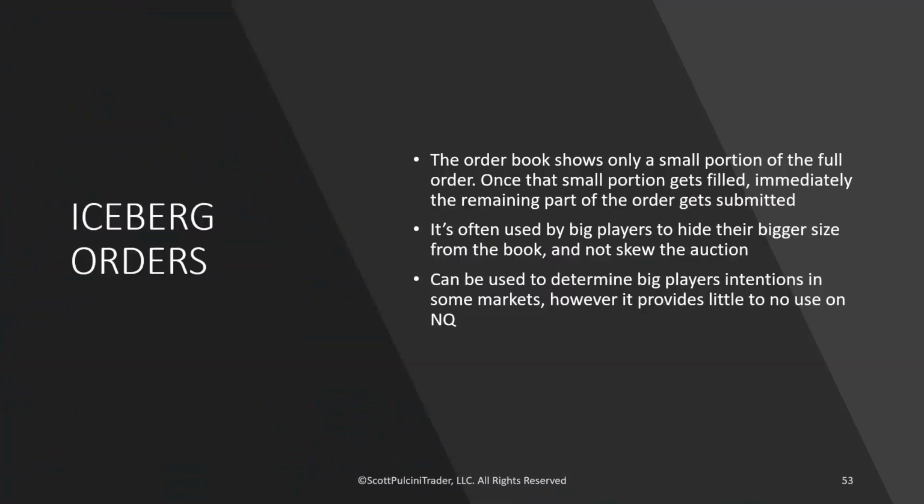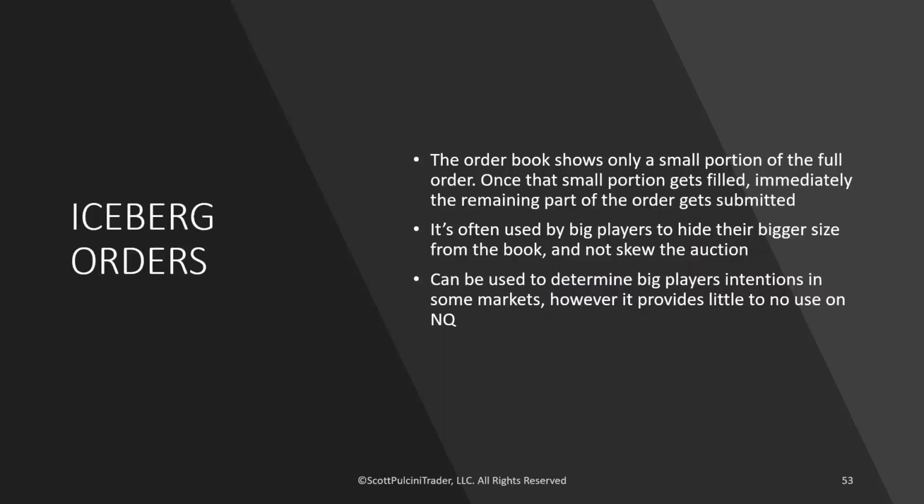Iceberg orders. The order book only shows a small portion of the full order. An iceberg order basically shows only a portion of the entire order, and the rest is just hidden in the book. Once that small portion of the order gets filled, the remaining part of the order gets submitted. So it's often used by big players to hide their bigger size from the book so that they don't skew the auction.